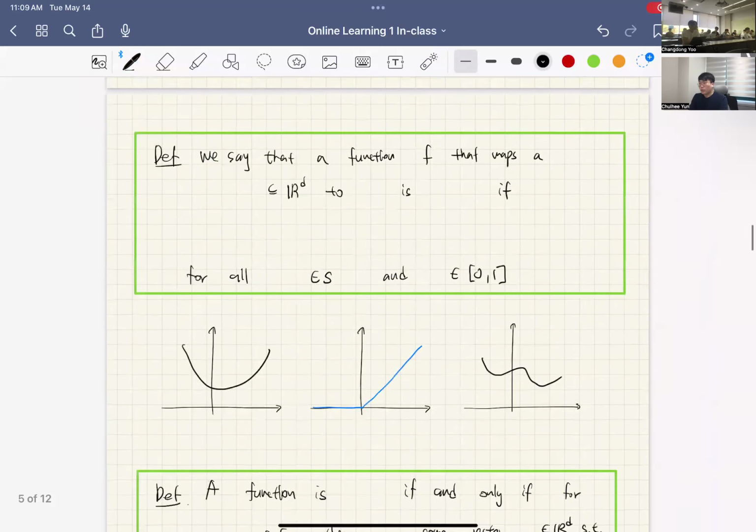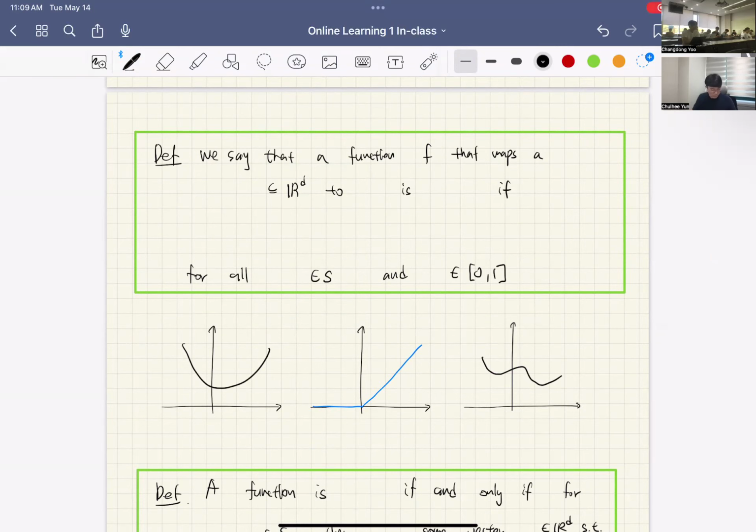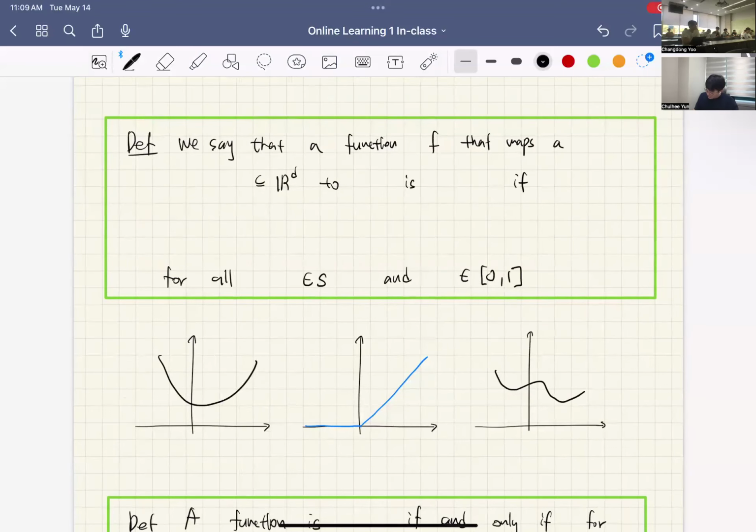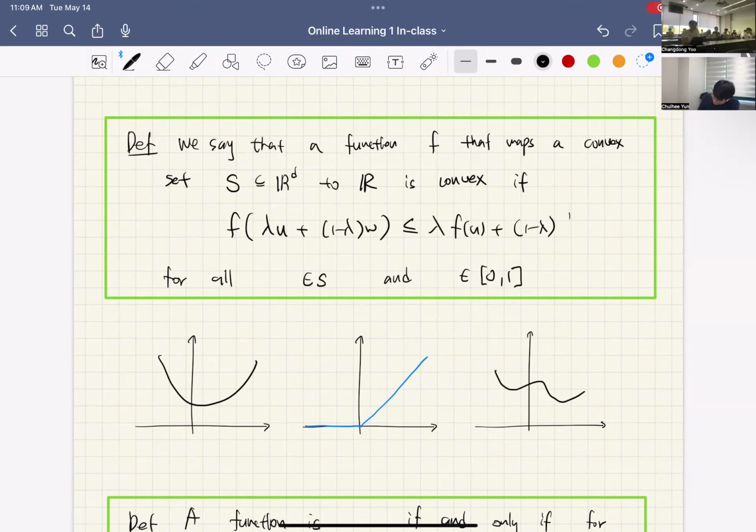And the next definition is very important. This is convex functions. I'm pretty sure many of you are familiar with convexity. We say that a function f that maps a convex set or domain S to the real numbers, so a function from S to R, is convex if f evaluated at lambda u plus 1 minus lambda w is always less than or equal to lambda times f of u plus 1 minus lambda times f of w, for all u and w inside the set S and lambda between 0 and 1.